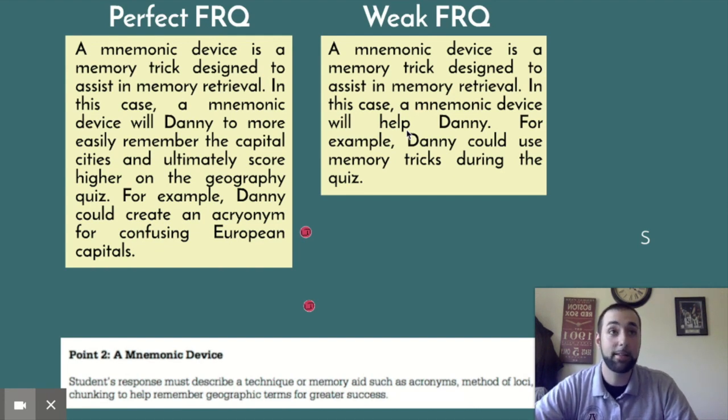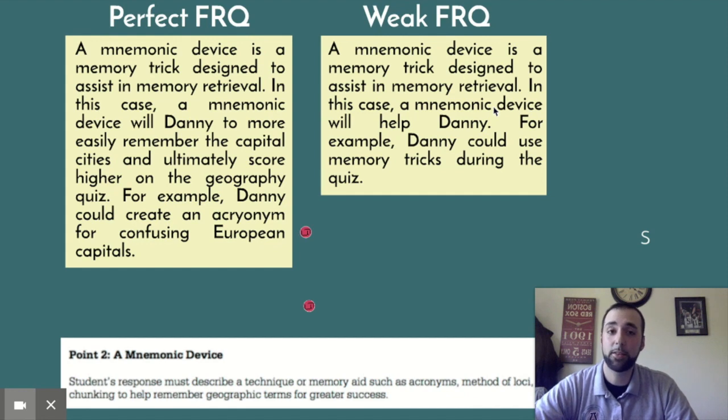If you take a look at it, it has the same definition. However, the second sentence only says, in this case, a mnemonic device will help Danny. That's really broad. That's not specific. Notice how in the first one, I clearly identified it's going to help him score a better grade. It's going to help his memory. I was very definitive in my statement. This is too open-ended and broad.